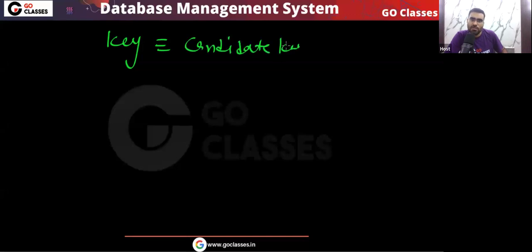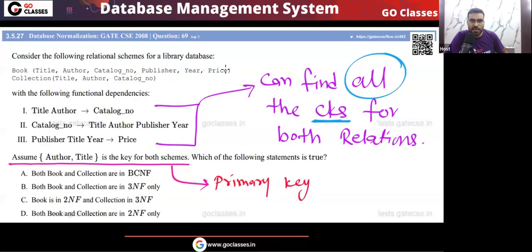In the GATE exam, and in the Ullman book also, by default key means candidate key. But I am telling you to read the question from the context of the question. Try to think what this statement means. I am just telling you what this statement means.